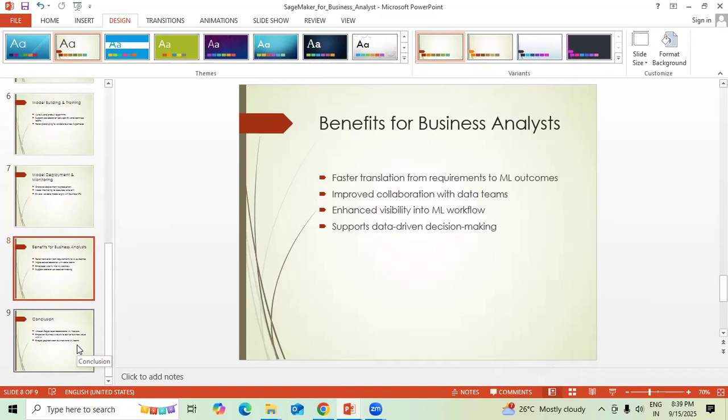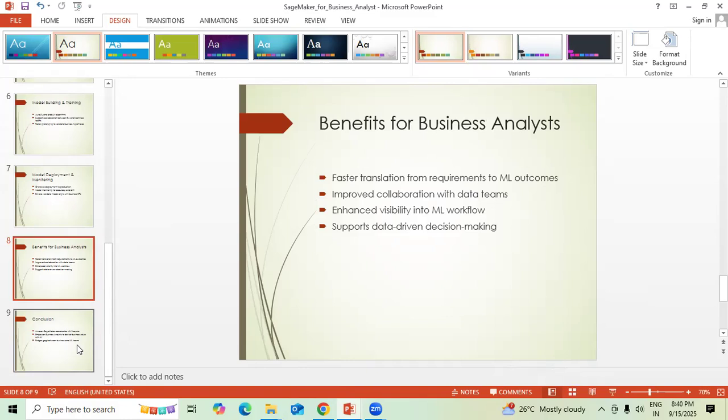At the same time, we can improve collaboration with the data team, so that we are aligned on the same work we expect to develop, and the desired result from the business objective point of view can be achieved. This is also one of the benefits for a BA. It also enhances visibility into the ML workflow, which is more important, because if you know about the ML workflow, it is easy for us to understand where this can be applied. So as a BA, that is more important.